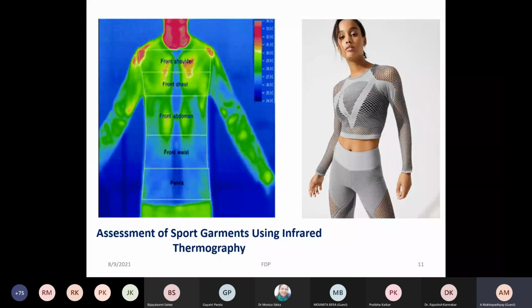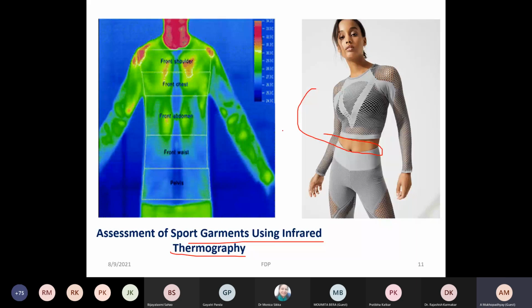For example, assessment of sports garments using infrared thermography, because that can give us the idea of where the temperature release is higher, or where you are having more evaporation. So you can have perforation at certain strategic locations so that you can evaporate the sweat very effectively. Because as far as possible, sweating in the form of vapor is always good.